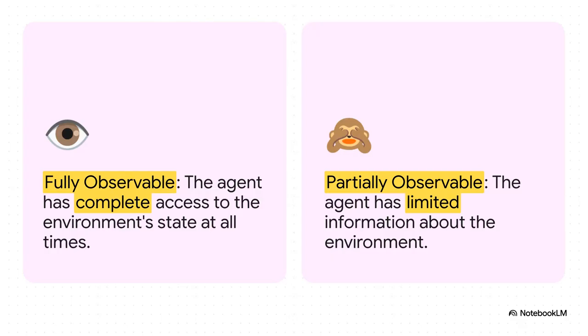So on one side, you have a fully observable environment. Think of this as the AI having a kind of godlike view. It can see everything it needs to know all at once. But on the other side, you've got partially observable environments. This is where crucial info is hidden. The agent is forced to guess or maybe remember what it saw before to figure out what's going on.